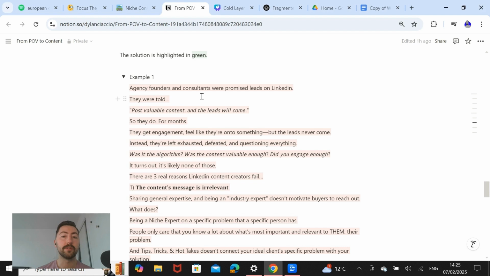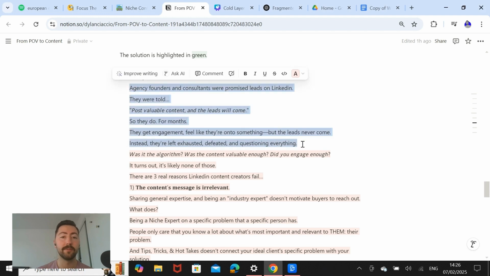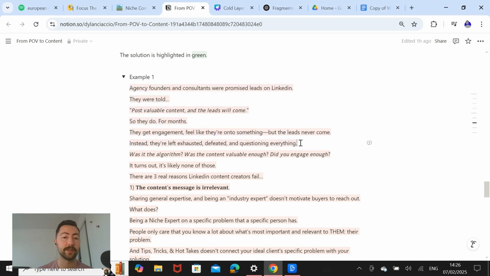Agency founders and consultants were promised leads on LinkedIn. They were told post valuable content and leads will come, so they do for months. They get engagement, feel like they're onto something, but the leads never come. Instead, they're left exhausted, defeated, and questioning everything. So here I'm just kind of talking about their main struggle. They want leads, it's not coming in. It's a pretty painful experience.